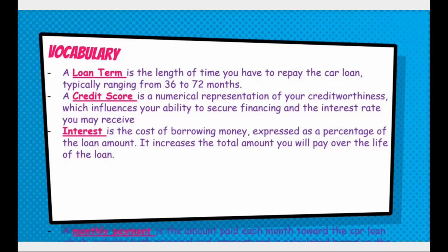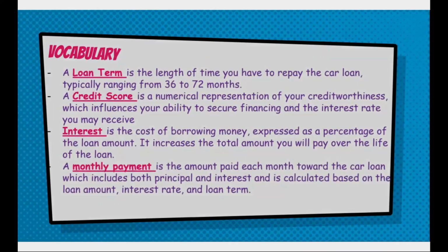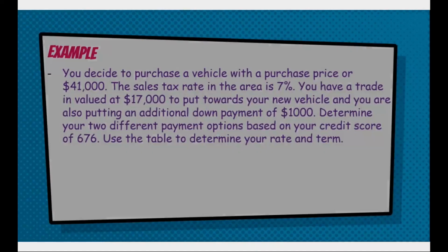It's the cost of borrowing money expressed as a percentage of the loan amount. It increases the total amount you will pay over the life of the loan. And then your monthly payment is the amount paid each month toward the car loan, which includes both principal and interest and is calculated based on the loan amount, interest rate, and loan term.